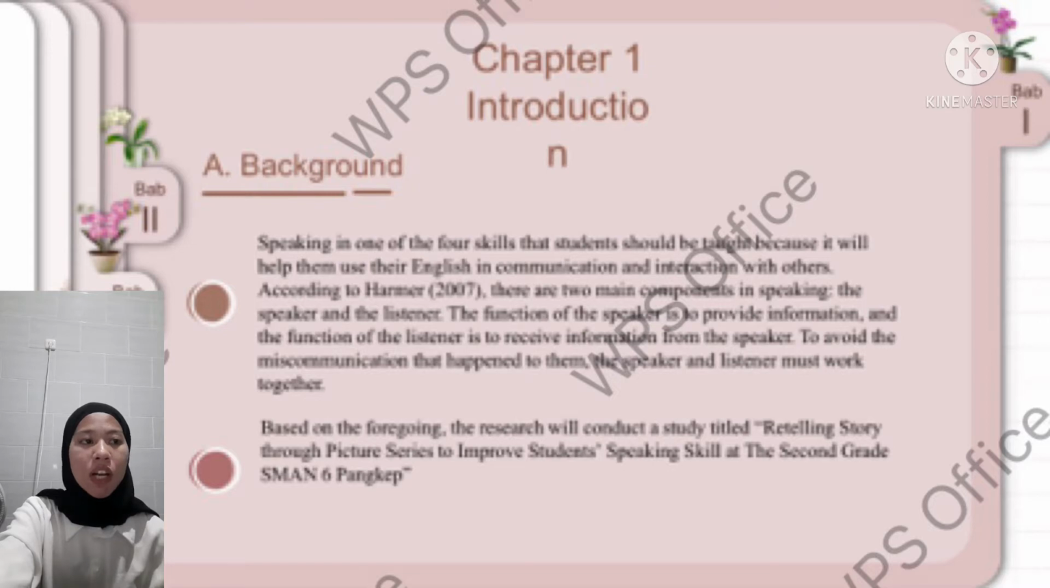According to Harmer, there are 2 main components in speaking, the speaker and the listener. The function of the speaker is to provide information, and the function of the listener is to receive information from the speaker. To avoid miscommunication, the speaker and listener must work together.